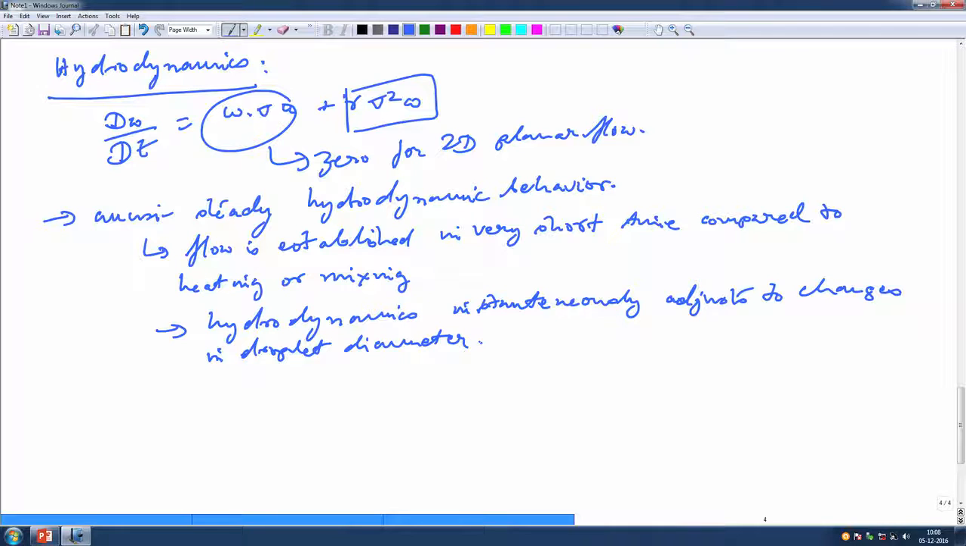Got it? So, the flow is established in very short time compared to heating or mixing, which is once again a quasi steady kind of thing. Whatever happens, the flow adjusts the fastest, and the hydrodynamics instantly adjusts to the change in droplet diameter. That means, if the droplet diameter is shrinking, and the hydrodynamics adjusts instantaneously, we can also take it to be quasi steady in terms of the droplet itself, correct.